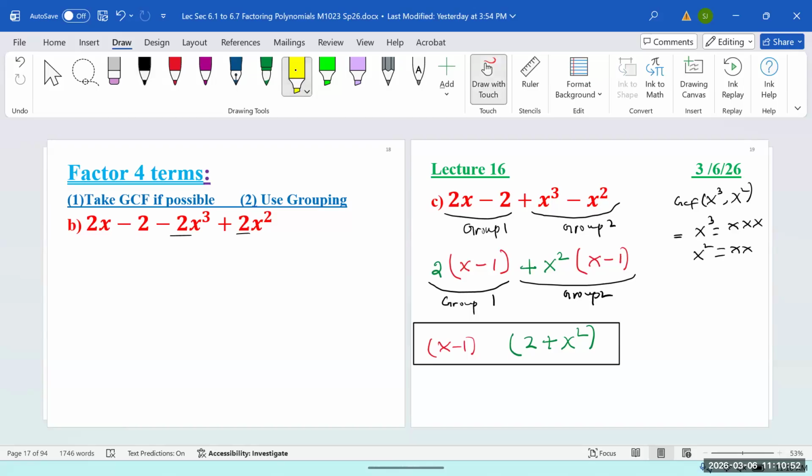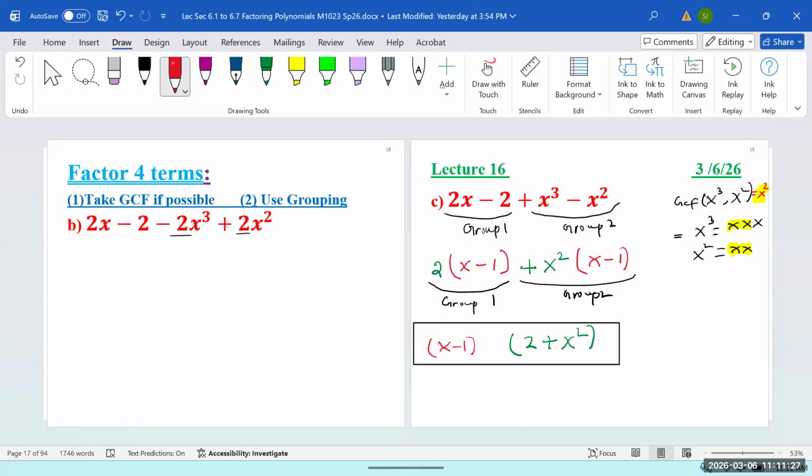GCF means greatest common factor, or the greatest number that you have in all polynomials. Our GCF is x squared. So for variables, if you have the same base with multiple powers, our GCF is the smallest one. But for numbers, you look for factors. That's the biggest number that divides all the numbers.